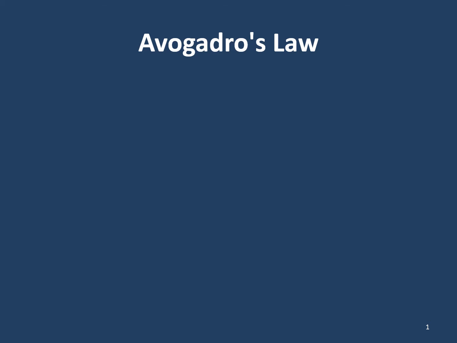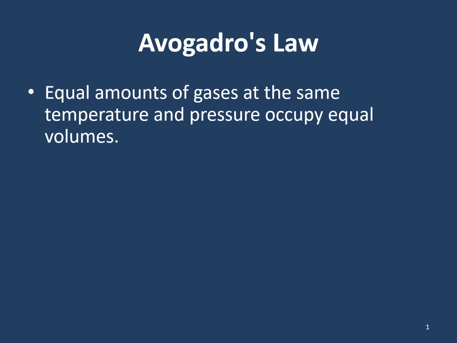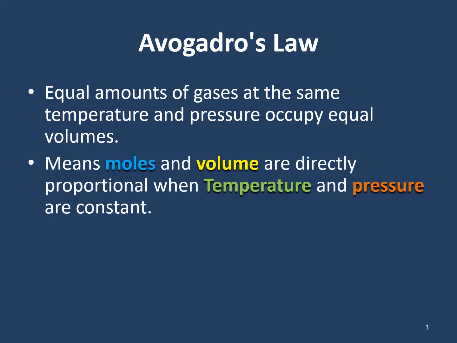Hello Chem 1A, this is Chapter 7, Lecture Video 3, and we're going to be discussing two more laws of gases, and that's Avogadro's law and the combined gas law. So Avogadro's law states that equal amounts of gas will occupy equal volumes at the same temperature and pressure. What this effectively means is when we're holding temperature and pressure constant, our moles and our volume are directly proportional, kind of like our volume and our absolute temperature are.